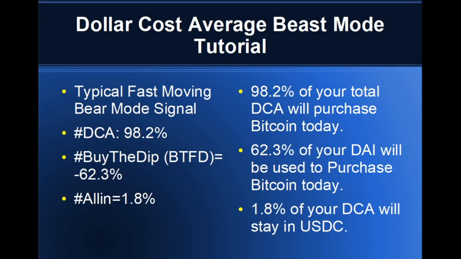And for the buy the dip, remember it's 62.3%, but that number is negative. It's very important. So over time, we've been putting money into DAI. So week after week after week, we would have accumulated several hundred, maybe even thousands of dollars of DAI.